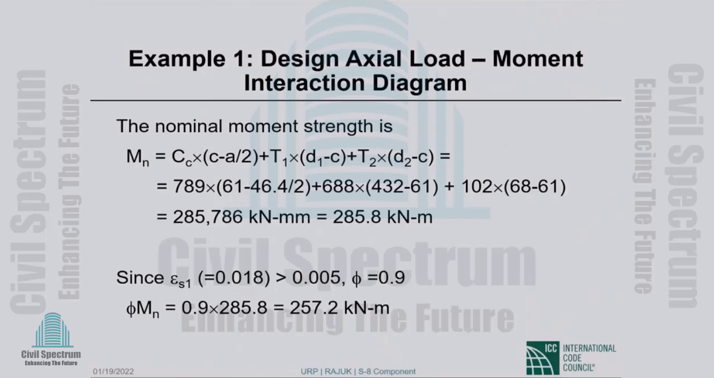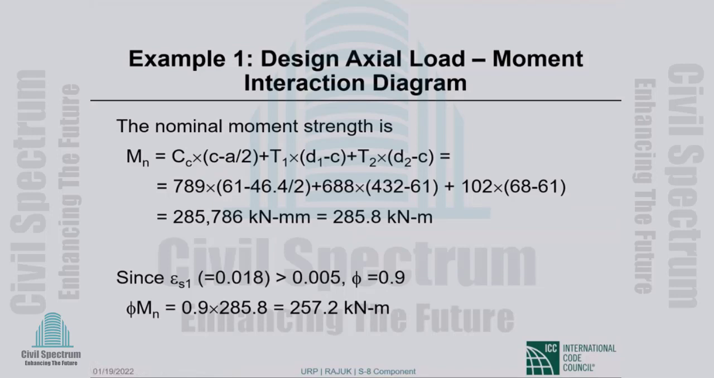We take all the moments about the neutral axis. Okay. So this is the expression for the moment. The C sub C calculated value, C neutral axis depth is 61, A is 46.4. When we put all the numbers in, 285.8 kilonewton meters is M sub N.